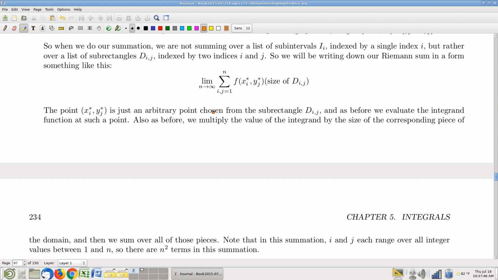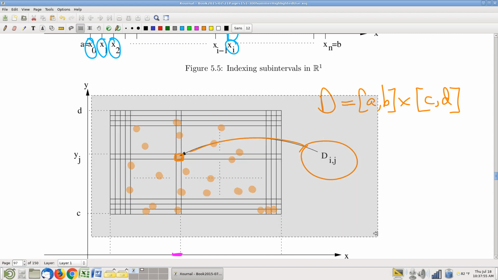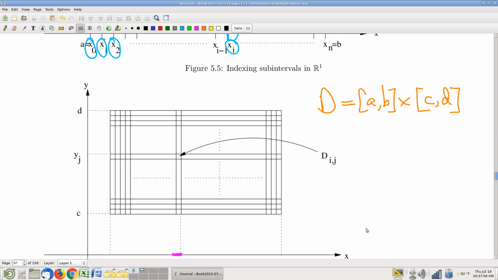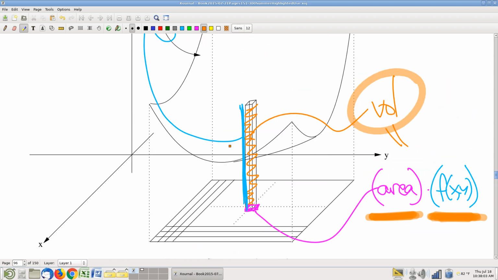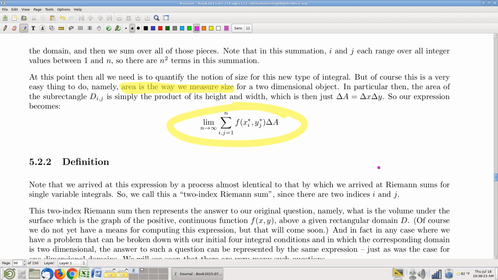The other little detail we've got to talk about is, again, I'm looking at size. So what is the size of that piece? Well, very importantly, the size is the area. I need the area because area times height is what gives me volume. Volume is what I'm trying to compute. So I need to talk about the area, not the width, not the length. The area of that piece. Well, the area is just width times length. So area is delta x times delta y.